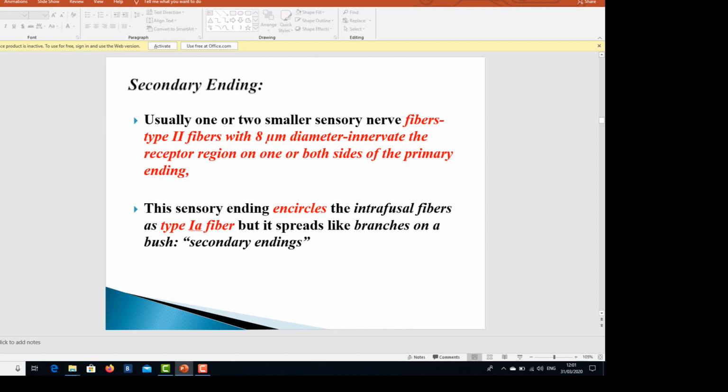The secondary endings are usually one or two smaller sensory nerve fibers, type 2 fibers with 8 micrometer diameter, which innervate the receptor region on one or both sides of the primary endings. This sensory ending encircles the intrafusal fibers as the type 1A fiber does, but it spreads like branches on a bush. Secondary endings.